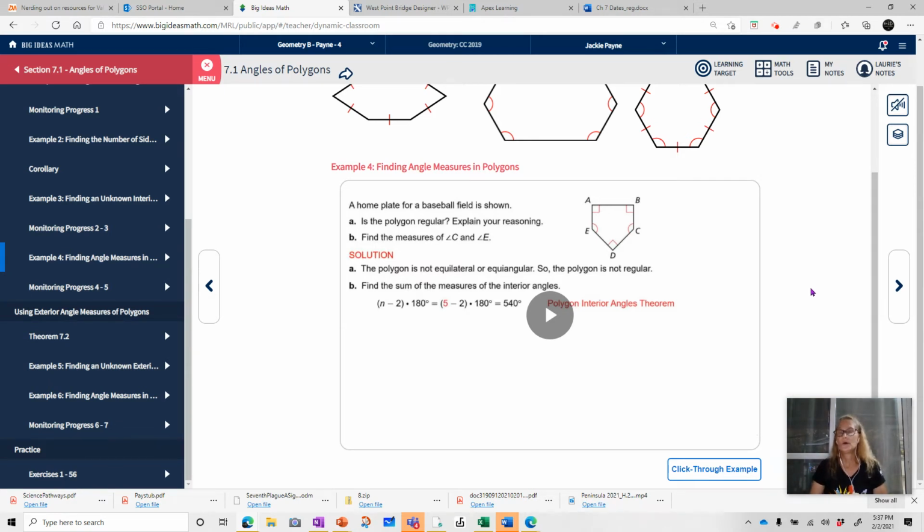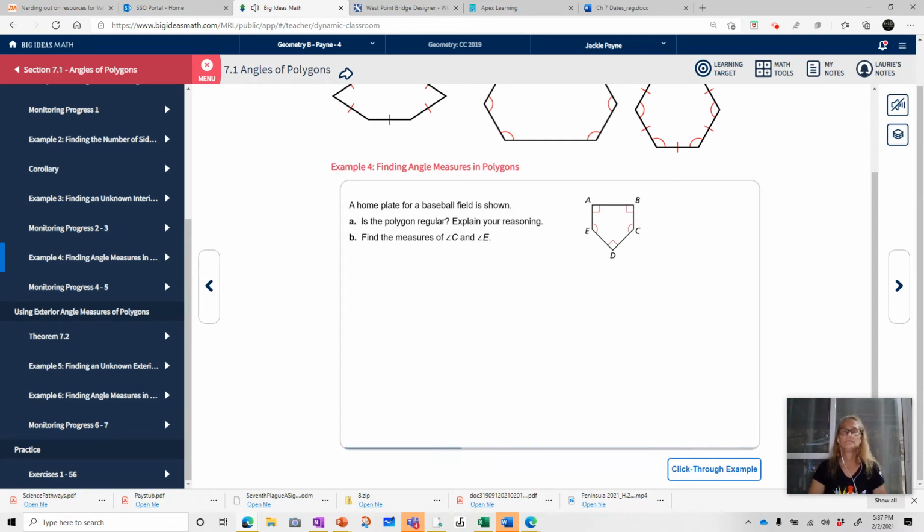So here you go for the next example, number 4. A home plate for a baseball field is shown. Part A. Is the polygon regular? Explain your reasoning. Part B. Find the measures of angle C and angle E. Solution. Part A. A regular polygon is a convex polygon that is both equilateral and equiangular. The polygon is not equilateral or equiangular. So, the polygon is not regular.